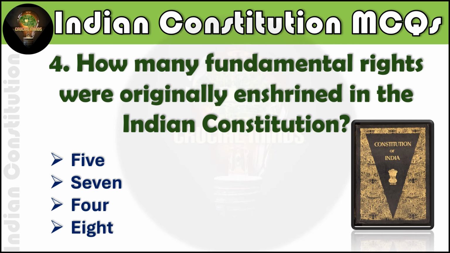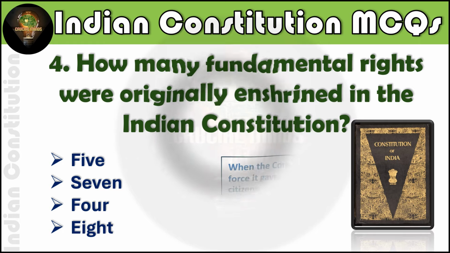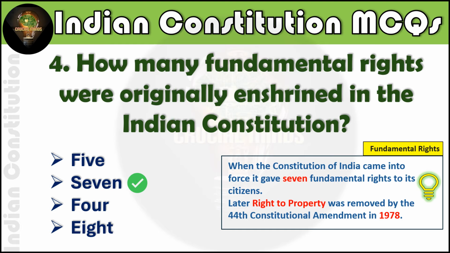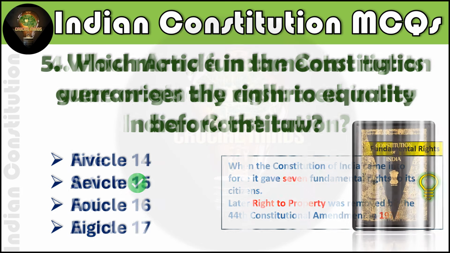Question number 4. How many fundamental rights were originally enshrined in the Indian Constitution? The answer is 7. Explanation: when the Constitution of India came into force, it gave 7 fundamental rights to its citizens. Later, right to property was removed by the 44th Constitutional Amendment in 1978.